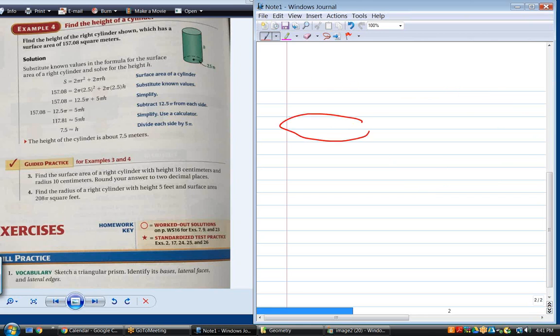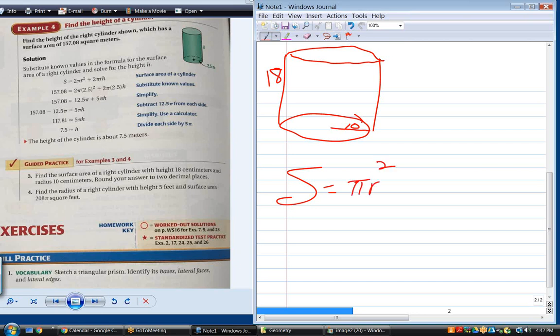Okay. In other words, radius is 10, and the height is 18. And they want the surface area. So start with the general formula: pi r squared. It's 2 of them because there's a top and a bottom. Oh, yeah. 2 pi r squared.